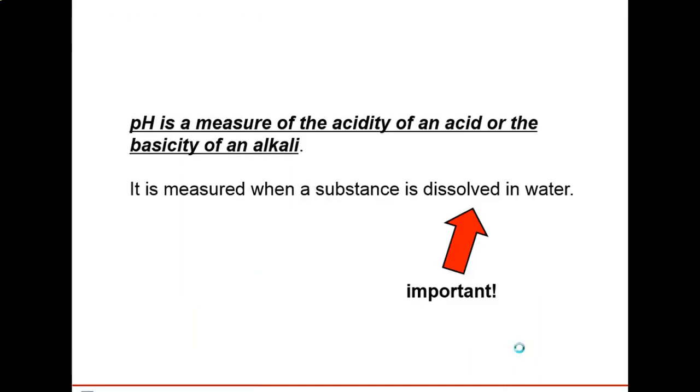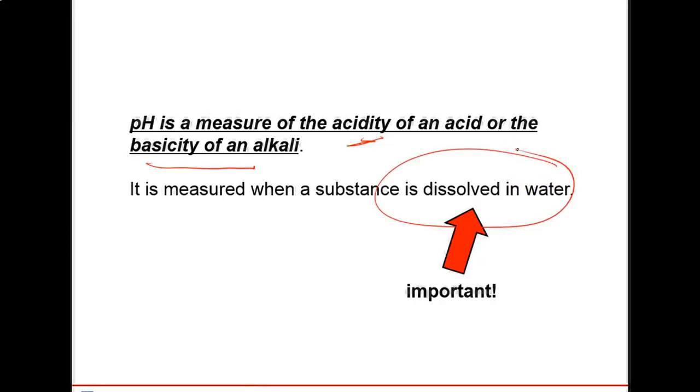So what does the indicator actually measure? It measures the pH of an acid. So what is the pH of the acid or base? The pH is actually a measure of the acidity of an acid or the basicity of an alkali. This is only measured when the substance is dissolved in water.